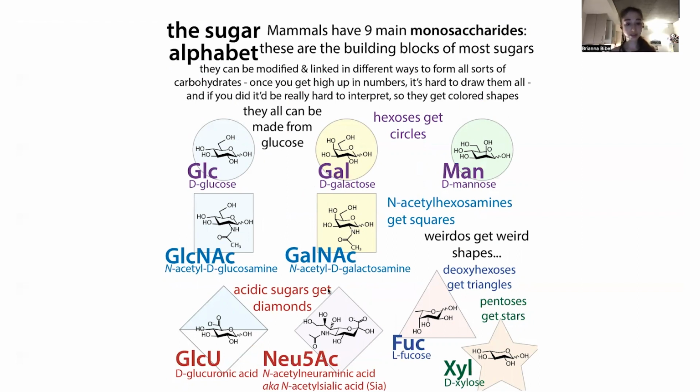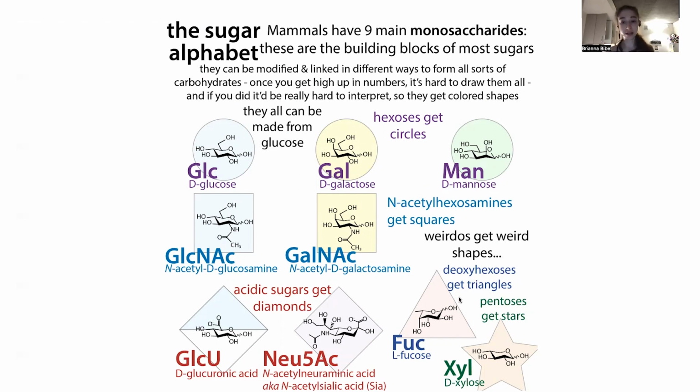Okay, then the acidic sugars are going to get diamonds. Remember we talked about how you can get oxidized, so you see these carboxylate groups. And just another note, N-acetylneuraminic acid is also known as acetylsialic acid or sialic acid. Various modified forms of these are also called sialic acid, so that can get kind of confusing as well.